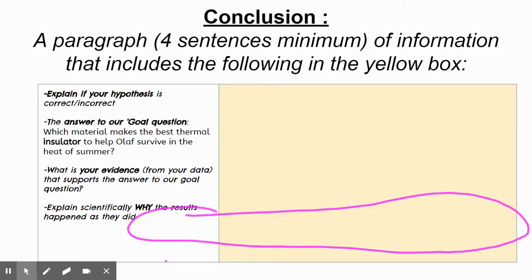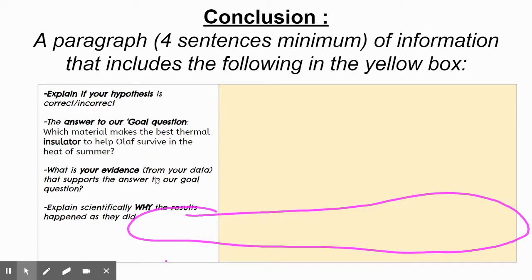Next is the answer to our goal question. Which material out of all was the best at keeping the thermal energy in the container? So of all those containers that held water, which material was the best at keeping the water the temperature it started at? Your third sentence should explain what your evidence is.